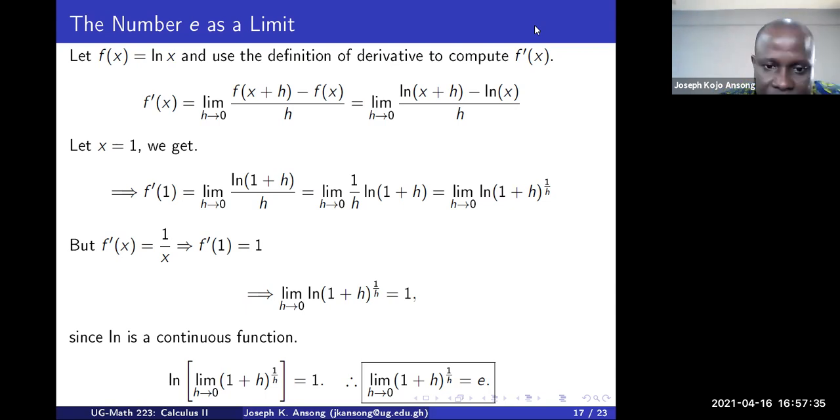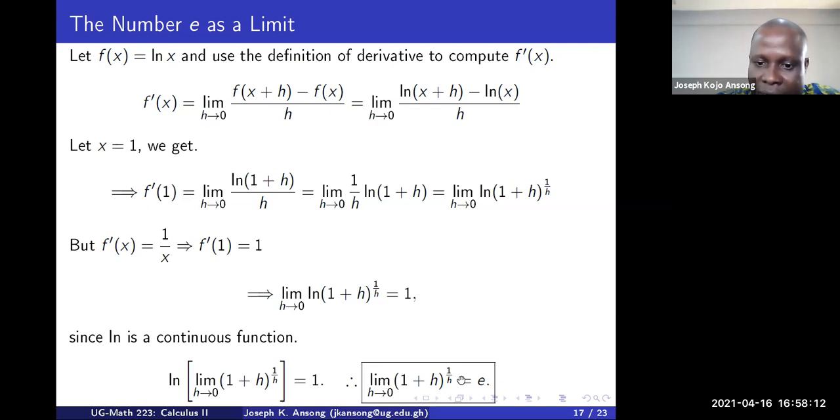Now, since ln is a continuous function, we can actually interchange the limit and ln. I can take the limit inside the ln, right? When I do, I'm going to have ln of the limit as h goes to 0 of this guy is equal to 1, okay? So you have ln of something is equal to 1. Remember, ln again is log to the base e. So this means e raised to the power 1 is equal to this expression here, right? So the limit here is actually equal to e raised to the power 1, which is just e.